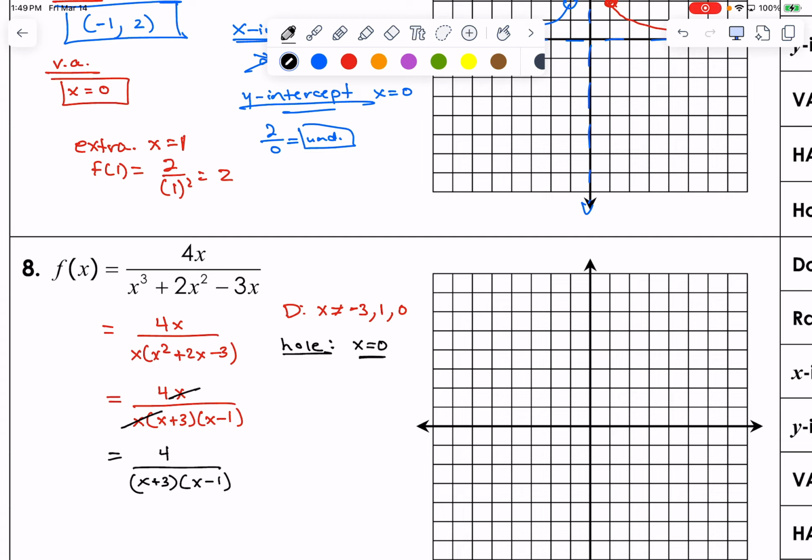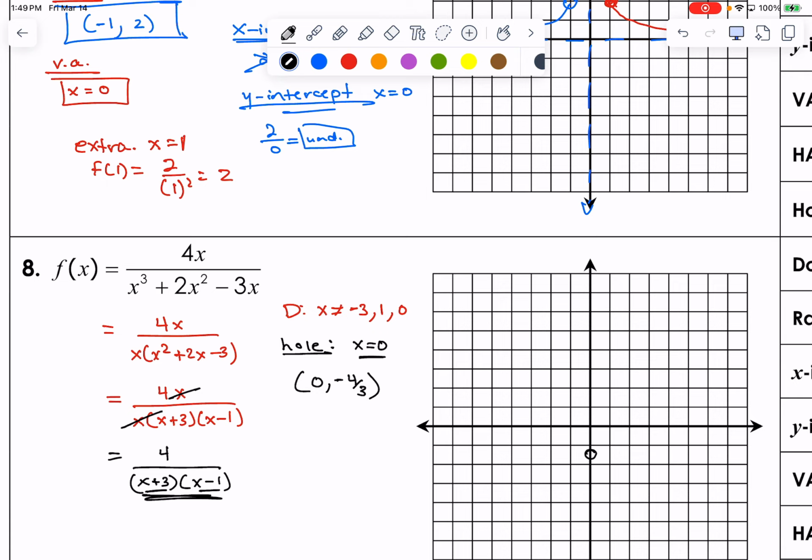All right, so that's going to give you 0. Plug it into this. You're going to have 4 over, what's 0 plus 3? What's 0 minus 1? So you're going to have 3 times -1 on bottom. So I think it's going to be -4/3, correct? There's my hole. So 0, -4/3, there's going to be a hole right about there.